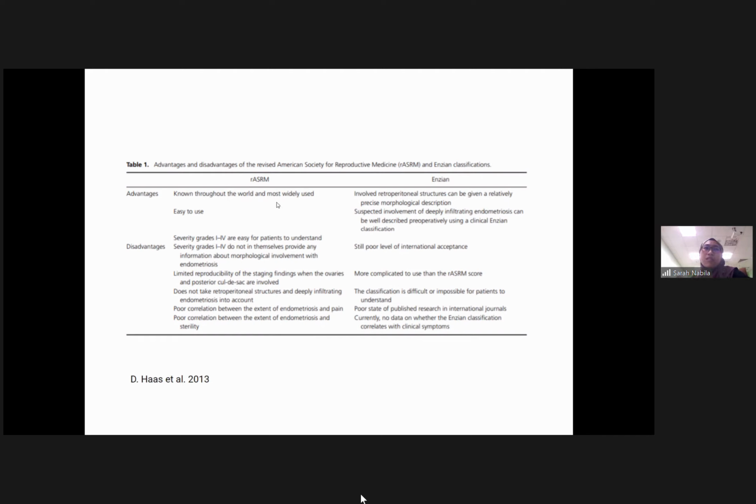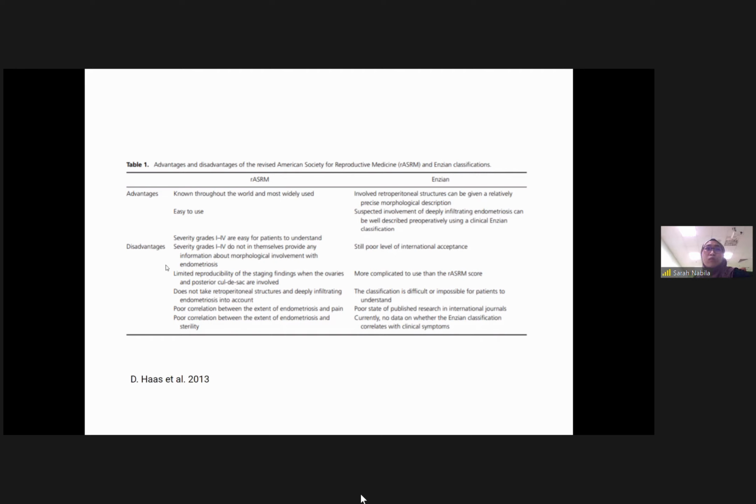So in this journal by Dihas et al. in 2013, they mentioned that the advantage of rASRM is that it is well known and most widely used, and also more simple and less complicated than ENZIAN. But ENZIAN has the benefit that it involves all retroperitoneal structures and can give a relatively precise morphological description. And the description of deep infiltrating endometriosis is well described as compared to the rASRM.